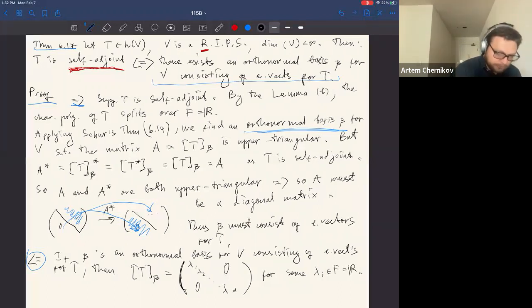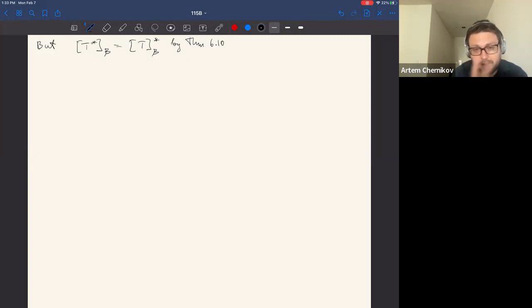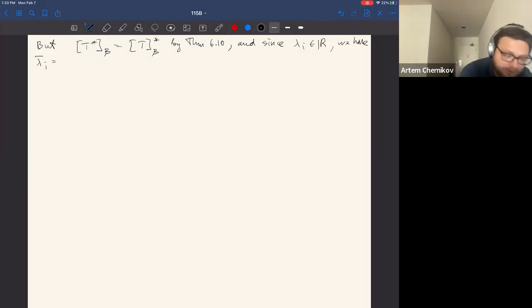But also, we have that the matrix representing T star with respect to beta is the same as the matrix representing T with respect to beta, conjugate transpose, right? This is by theorem 6.10. Maybe I won't mention this theorem every time. We use it all the time: when beta is orthonormal, conjugating the matrix and taking the adjoint operator commute. Okay, so we have this, and since each lambda i is a real number, we have in particular that the complex conjugate of lambda i is the same as lambda i.